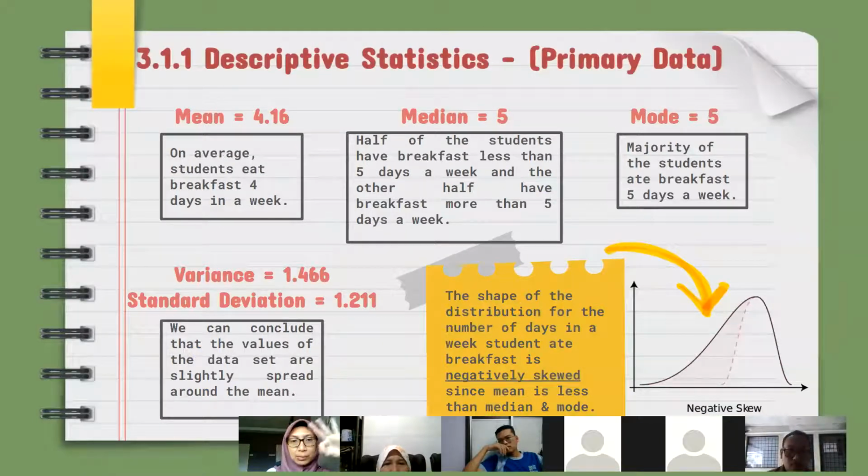Dia kan data analysis dia buat 3 benda kan? Satu is the descriptive statistics. Dia find lah dia mean, median, mode. Okay, lepas dia buat tu.